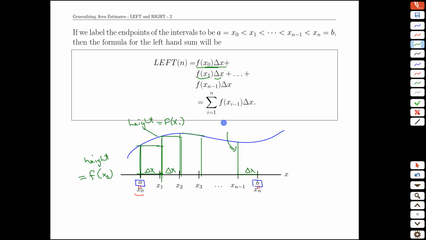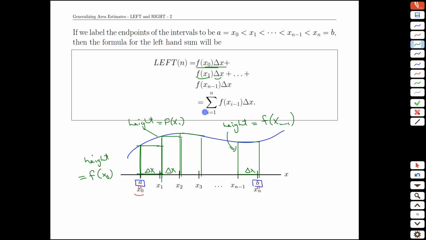Our height for that rectangle is going to be f at that second last point, and then we build a rectangle like that. Notice we would never use the height at the last point when we're building this left estimate. That's the thing that can feel a little bit odd the first time through. We use all the points up to the second last, but we don't use the last point.